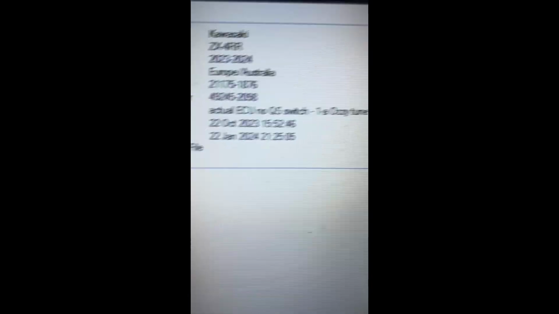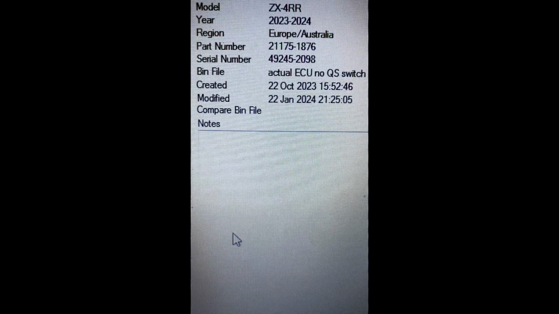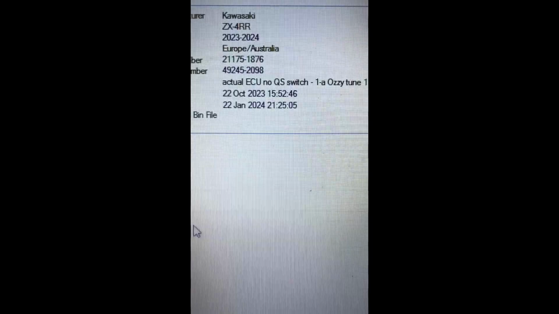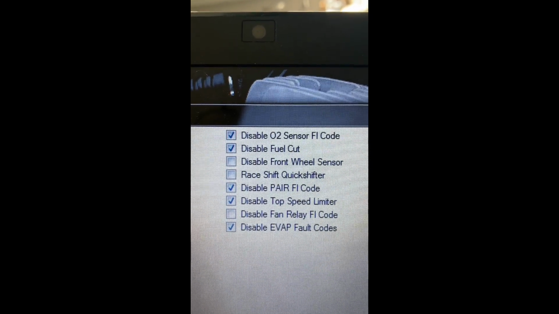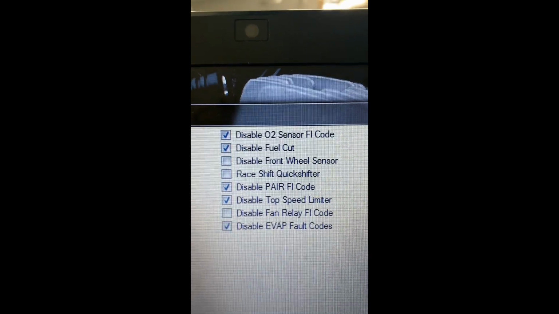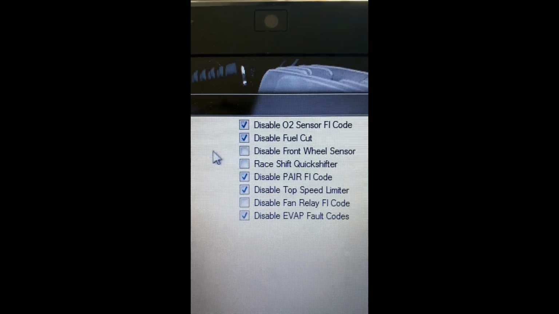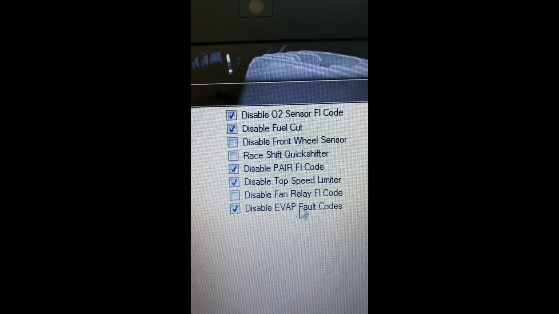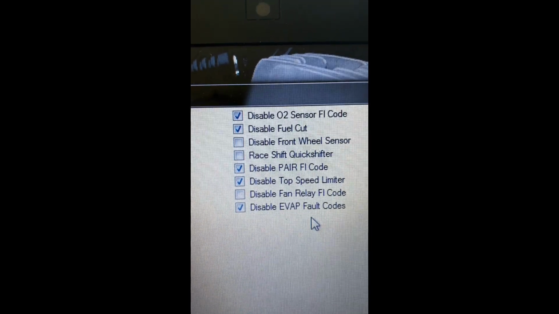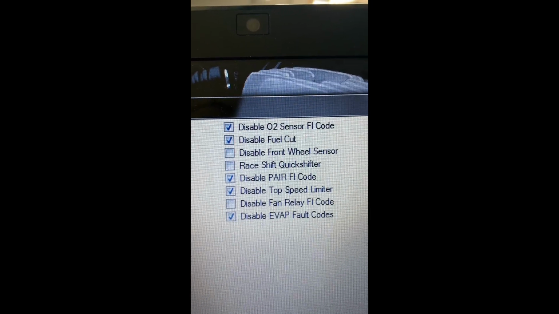So the new bin file is opened. It says when it was created and when it was last worked with. So I've been massaging the quick shifter mainly, and you'll see here we changed the fan setting. You can change your idle if you really want. We disabled O2 FI cut, we disabled fuel cut. We left the front wheel speed on because we're still running ABS. We're currently in road shift because people keep hiring at road shift. Got rid of the top speed limiter and a few other bits and pieces. So those are the things that we've selected there.